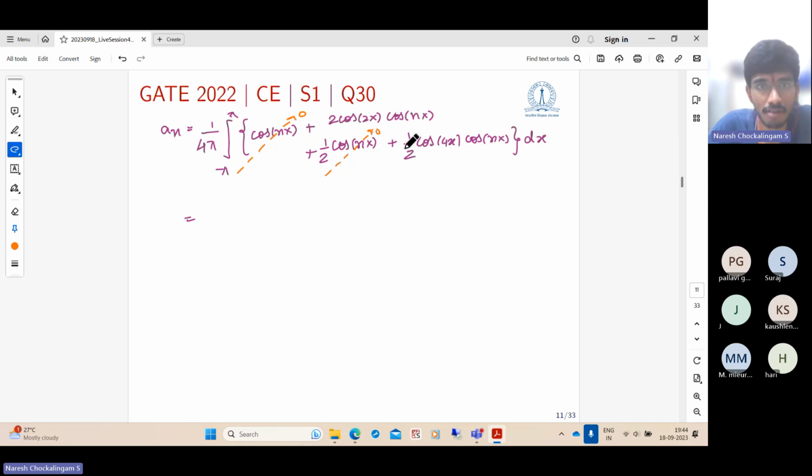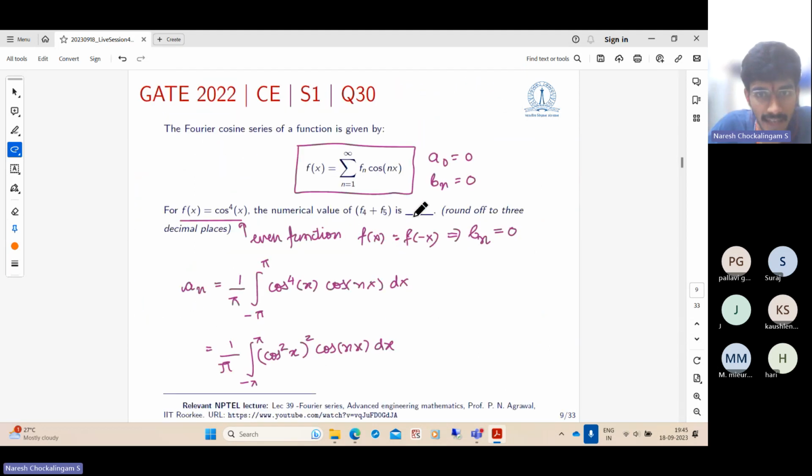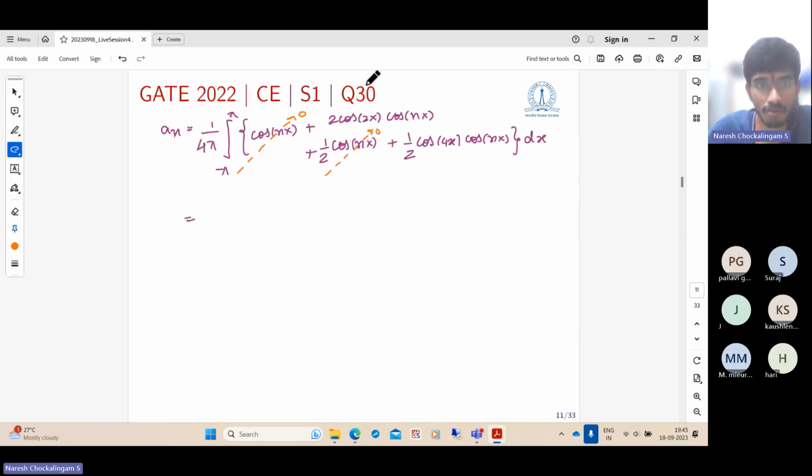What about these two terms? Remember, we talked about this orthogonality property. What did we say? Cos mx cos nx integrates to pi if and only if m is equal to n, and for all other cases it is 0. So cos mx cos nx is equal to 0 whenever m is not equal to n. In this case, for all n which is not equal to 2, this term vanishes.